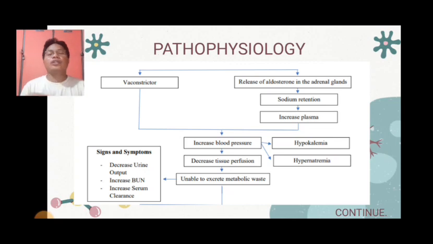And then the blood urea nitrogen is a waste product that is produced when the body breaks down proteins. Okay? And then the other one naman is the increased serum clearance. So as we actually see this, it typically means an improvement in the kidney's ability to clear substances from the bloodstream. Serum clearance is a measure of how efficiently the kidney removes waste products, toxins, medication, and other substances from the body.